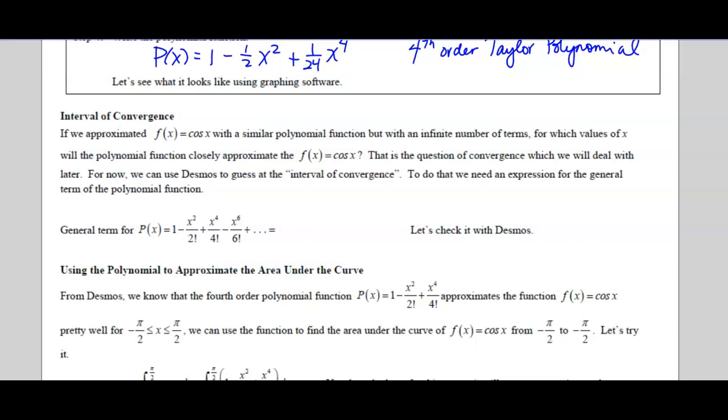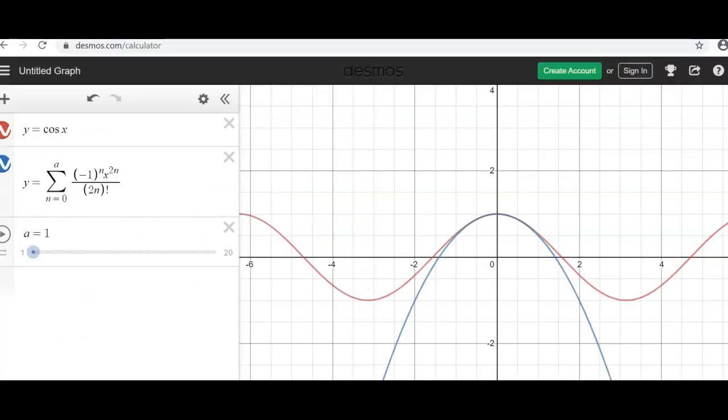So we've got the general term for p of x. It can go on forever, right? So this is just the pattern that we found earlier. We only went up to degree 4. Now we have this going on forever. The general term then for this is the sum from n equals 0 to infinity of negative 1 to the n, x to the 2n over 2n factorial. Let's take a look at that in Desmos. So I have them entered. You'll see the red is your cosine function. Your blue is the approximation.